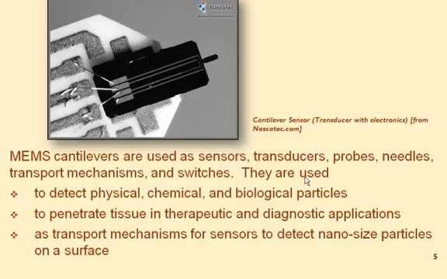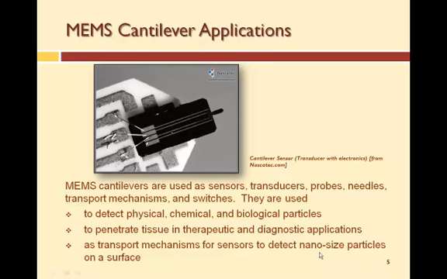Okay, so they're used to detect physical, chemical, and biological systems or particles. And as we said, they can penetrate the tissue. And we can use them for transport mechanisms and sensors. And we can detect nano-sized particles on a surface. We can even detect individual molecules if we do it right. Okay?